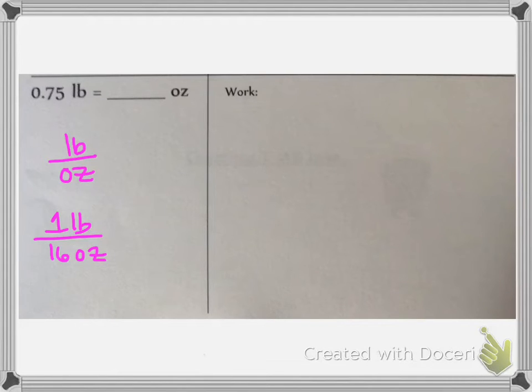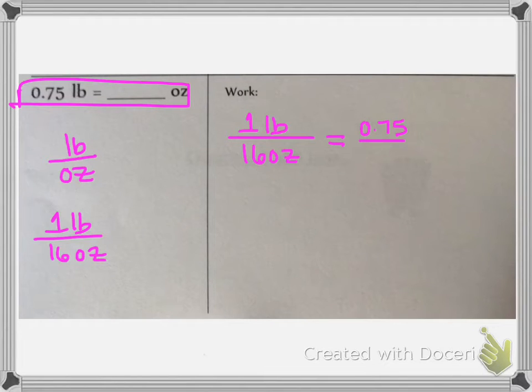So over here, we're going to set up a proportion first using what we know. The first thing that we know is that I have 1 pound for every 16 ounces. I'm setting up a proportion. Proportion means equal, so I put my equal sign. My second ratio comes from what I'm trying to find. So I have 75 hundredths of a pound over X ounces. I don't know how many ounces are in that many pounds, so X ounces represents the unknown.